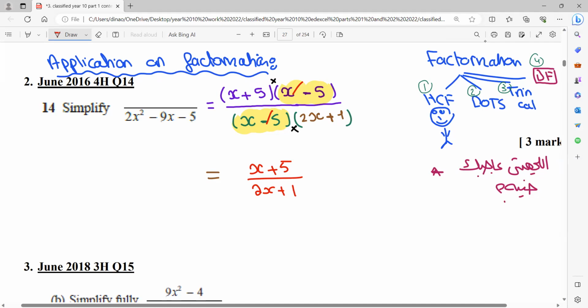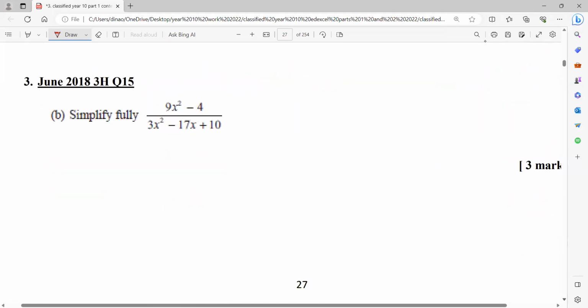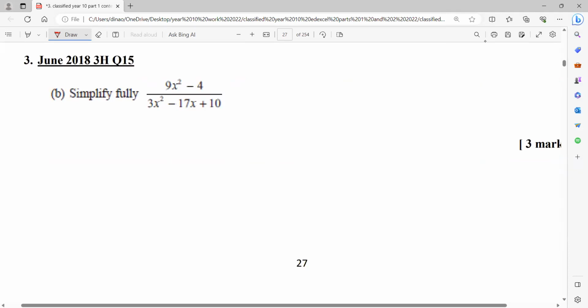So what's new that we did in these questions? Nothing. And these are the steps that you have to show in your exam. Factorize up, factorize down, and then you will have common items. These common brackets you cancel together. Let's solve some examples related to this part over here. Let's move on to this question in the same page 27.